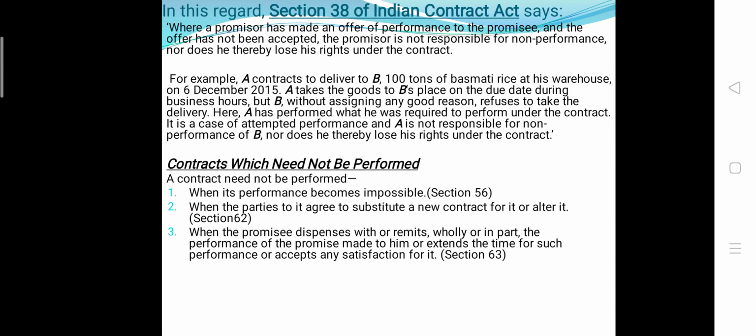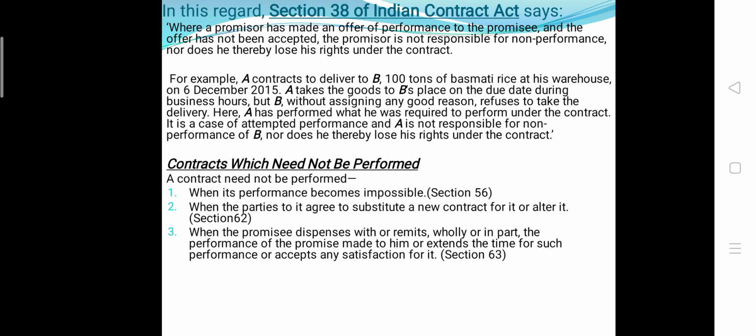Now, in this regard, Section 38 of the Indian Contract Act says, where a promisor has made an offer of performance to the promisee and the offer has not been accepted, the promisor is not responsible for non-performance, nor does he lose his rights under the contract.